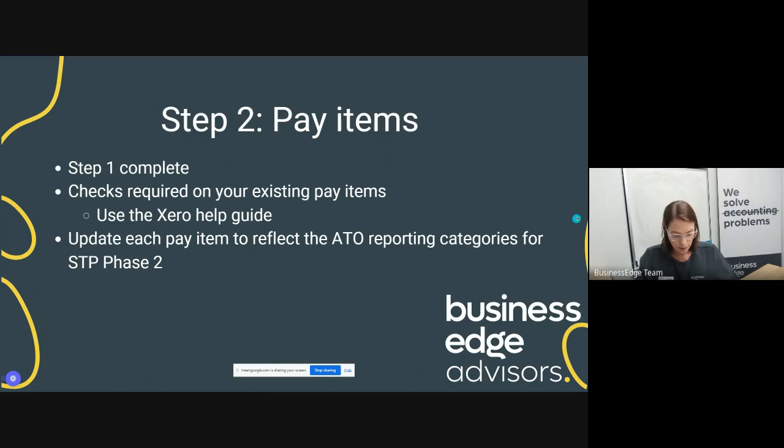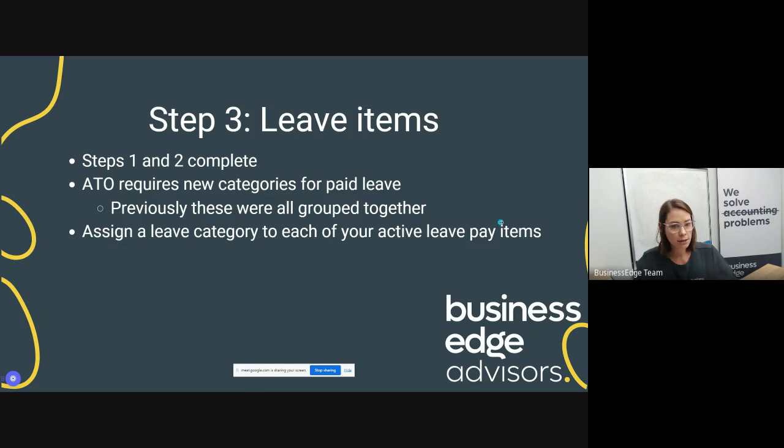And then the next one to have a look at, step 3. So you've already done step 1 and 2. They have to be complete before you can look at step 3, which is your leave items. So the ATO requires new categories for paid leave. And previously, all of your leave was just grouped together. So if you were paid leave, it was just all sent to the ATO under one group. Now the ATO want to break it up a little bit more.